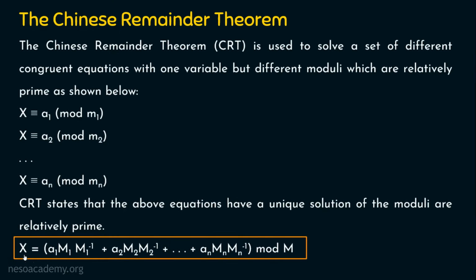If this is the case, then we can easily find the common variable x. How? Using this formula, x is equal to a1 capital M1 inverse plus a2 capital M2 inverse up to plus an capital MN inverse mod capital M. If we have 3 equations, we will take 3 parts. If we have 4 equations, we will take 4 parts. It depends upon the question. Let's dive into example number 2 now.